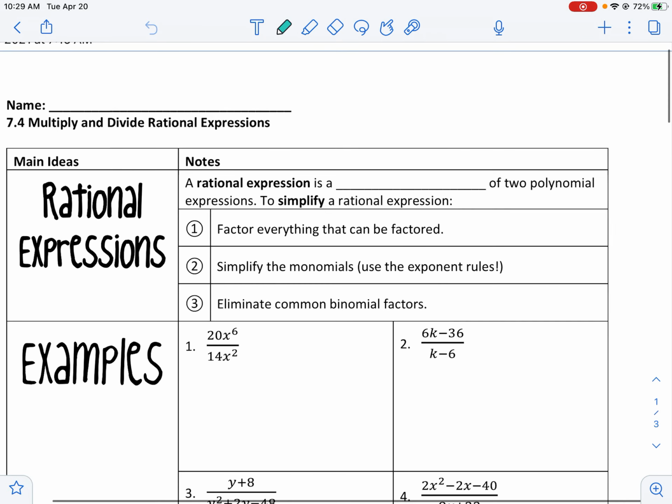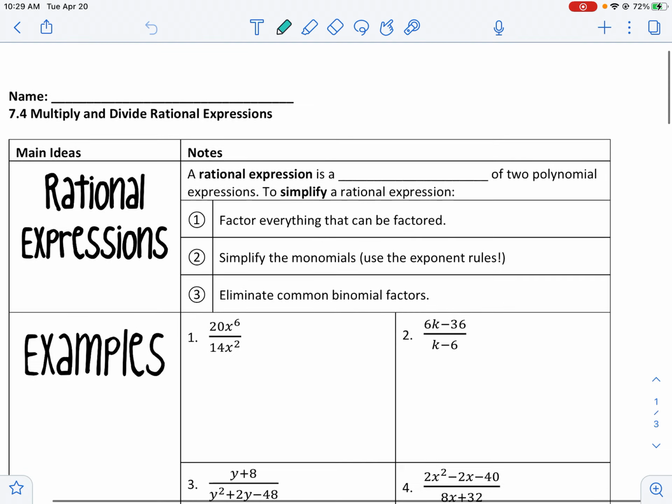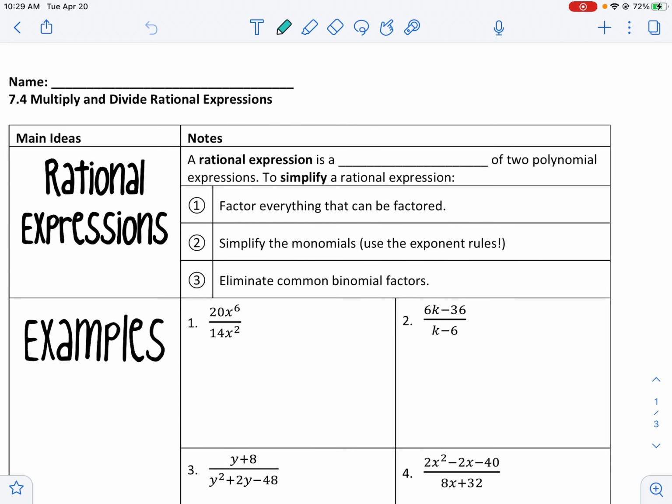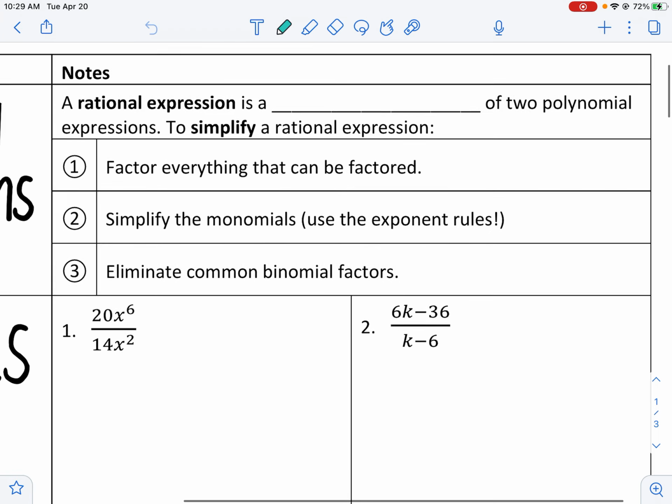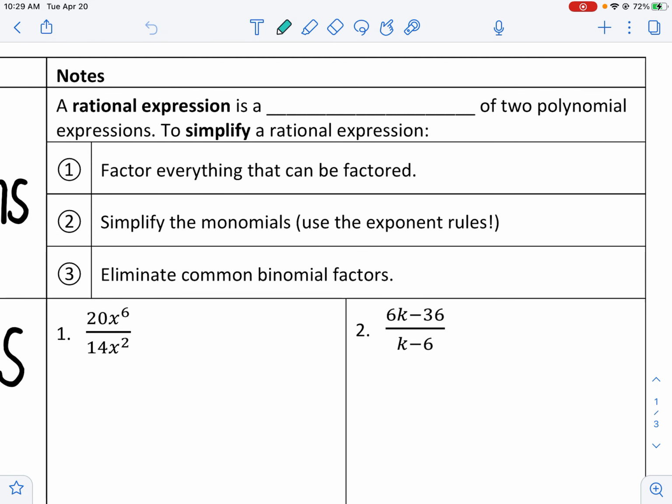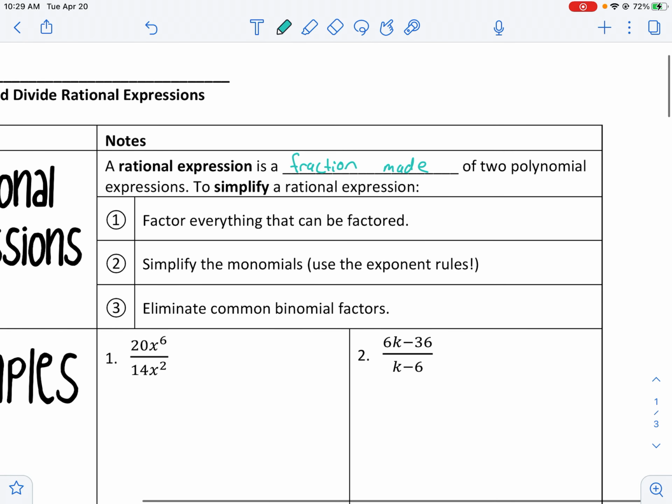So now that we've graphed a bunch of rational expressions, we're now going to look at multiplying and dividing rational expressions. Specifically, let's talk about what a rational expression is, just one more time. A rational expression is a fraction made of two polynomial expressions, right? This is like something where we have f of x over g of x, all right?